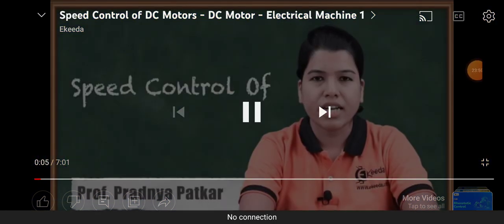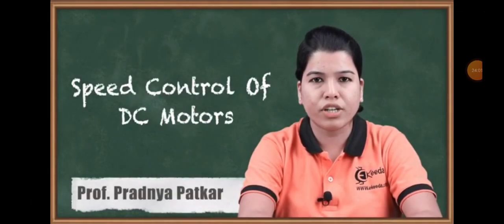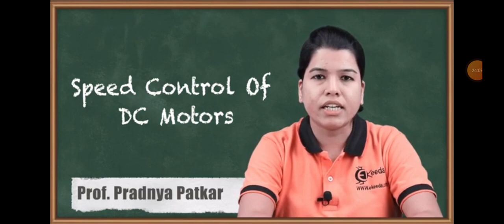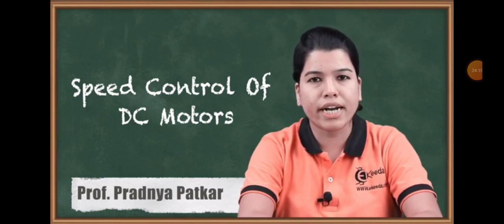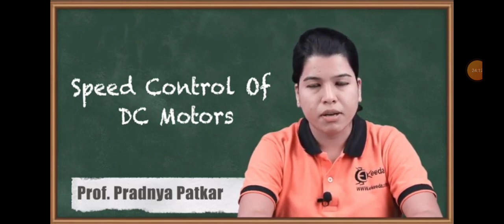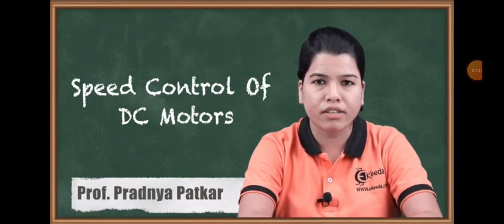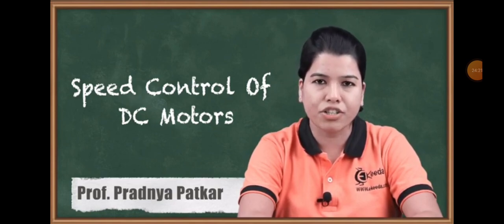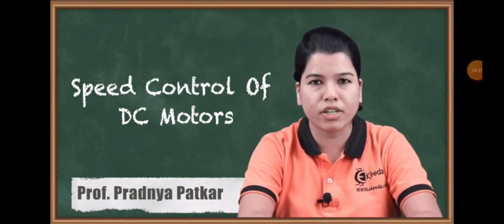Hello friends, in previous videos we have studied what is a DC motor. In this video we are going to study the speed control of DC motor. Basically a DC motor is designed to operate at a fixed speed or constant speed, but some applications require the speed of the motor to be reduced or increased. So depending upon the application, the control of the speed of a DC motor is very important. Hence, in this video, we are going to study how to control the speed of a DC motor.